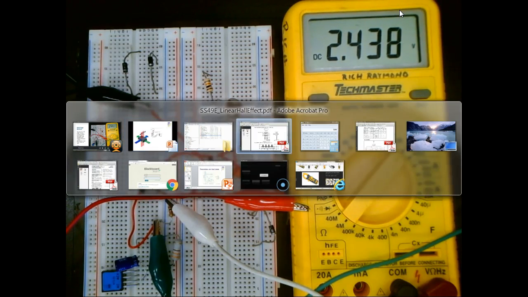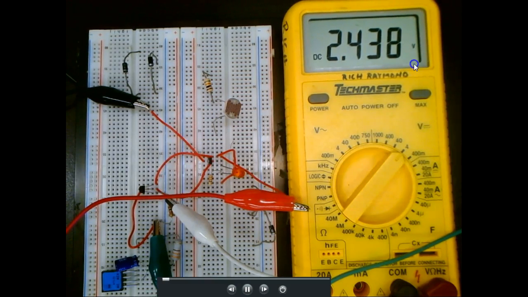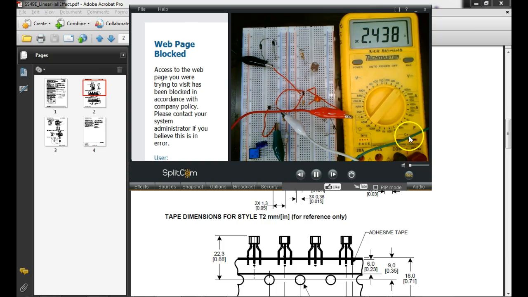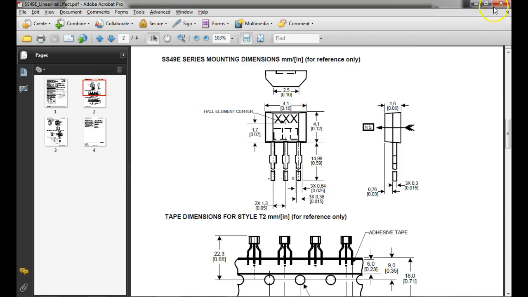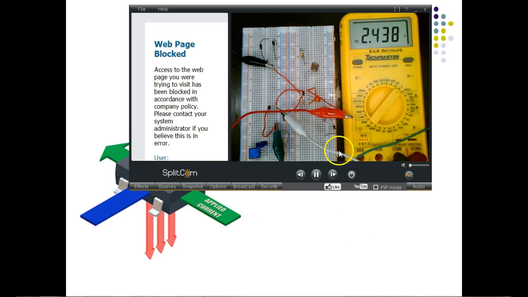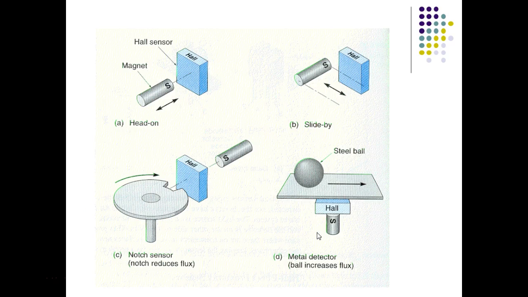So let's go back to our PowerPoint. Okay. Here's the data sheet on my sensor. But it had the same pin out as the other.